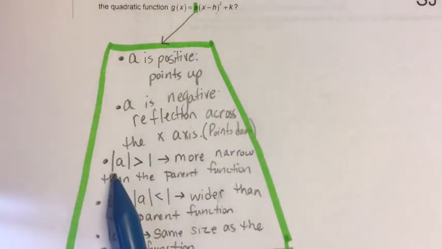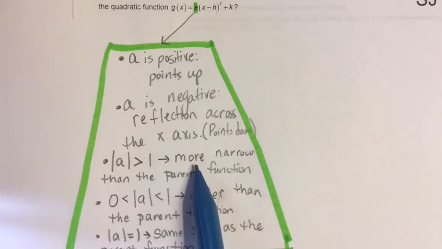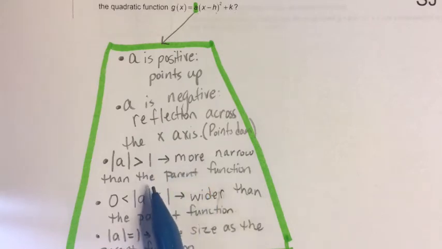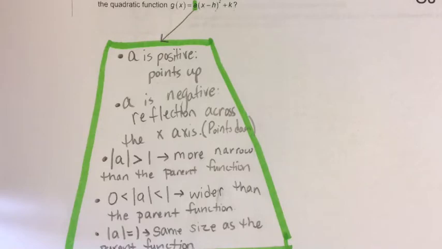If the absolute value of A, so you no longer look to see if it's positive or negative, just the absolute value of A is greater than 1, then the graph of that quadratic function is more narrow than the parent function. If the absolute value of A is between 0 and 1, or if it's a decimal or a fraction, then it's wider than the parent function. Finally, if the absolute value of A is equal to 1, then it is the same size as the parent function. Next, I'll analyze H and K.